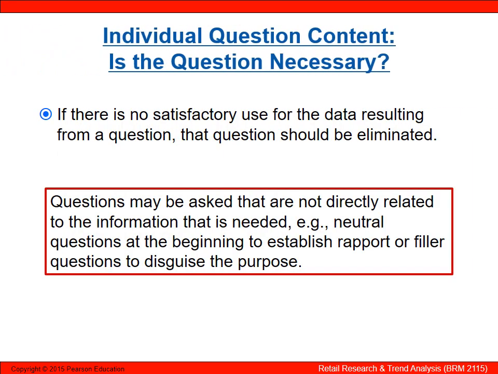Step 3. Determine the content of individual questions. Once the information needed is specified and the type of interviewing method has been chosen, the next step is to determine individual question content. What to include in an individual question? Every question in a questionnaire should contribute to the information needed or serve some specific purpose. If there is no satisfactory use for the data resulting from a question, the question should be eliminated.